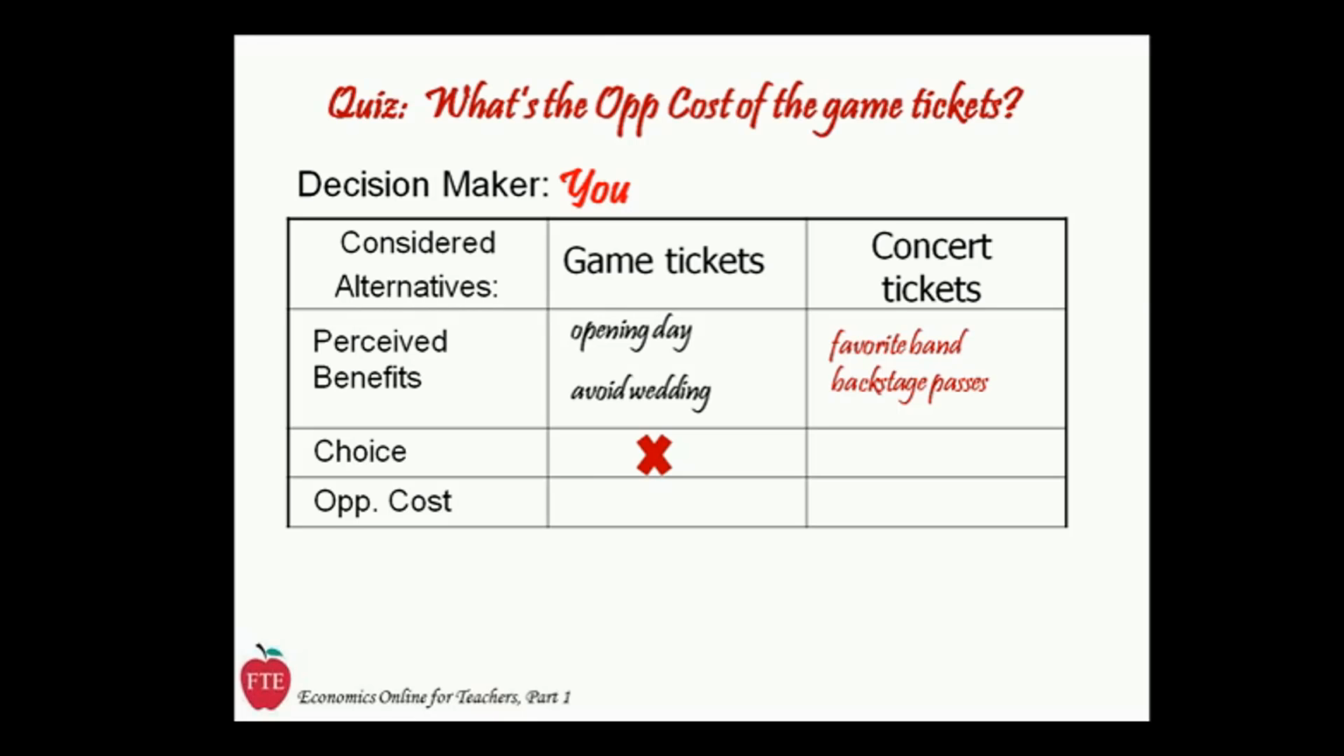Question 1. What's the opportunity cost of the sports tickets? Hopefully, you said the opportunity to go to the concert. Clearly, going to the wedding was something you could have done, but in this situation, it wasn't one of your considered alternatives. The concert was your next best alternative.